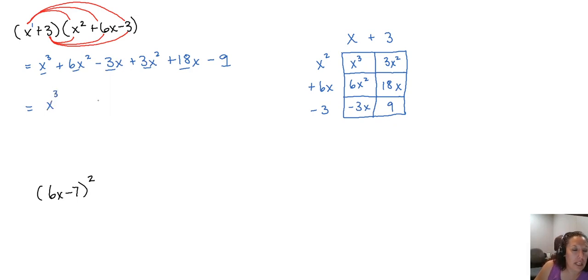So our biggest power is x cubed. We've got a 6x squared and a 3x squared gives us 9x squared.